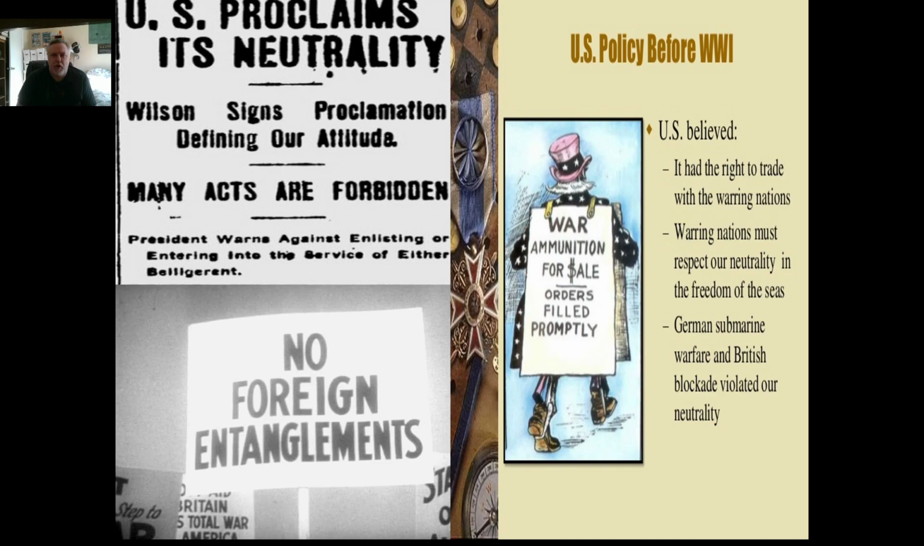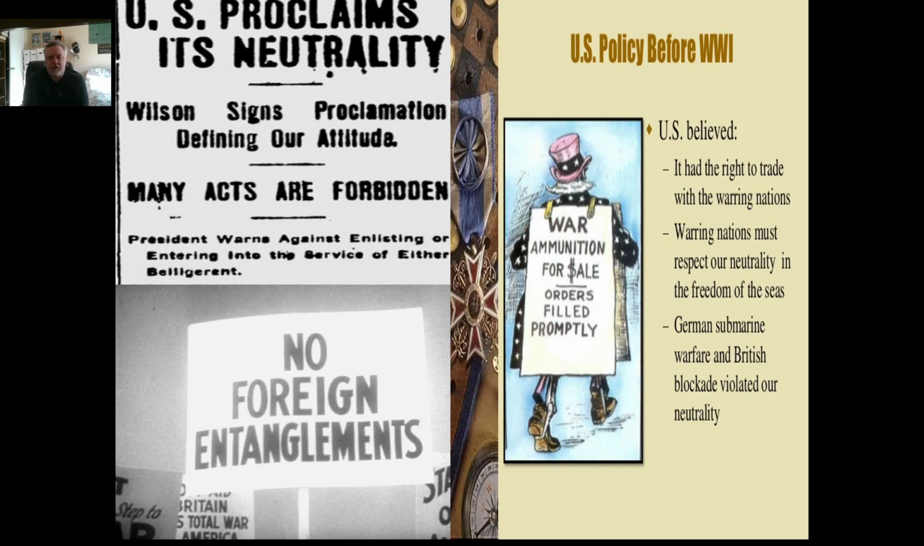Neither of the two warring parties liked this idea because they wanted the U.S. to do exclusive business with them because it would help them and hurt their enemies. So routinely they would say, we don't like you doing business with our enemies. To which Wilson would respond, well, we're not part of it. We're just here to do business. All right.